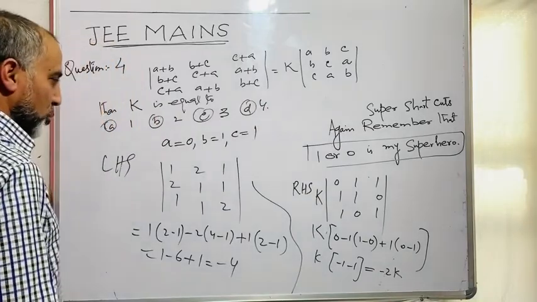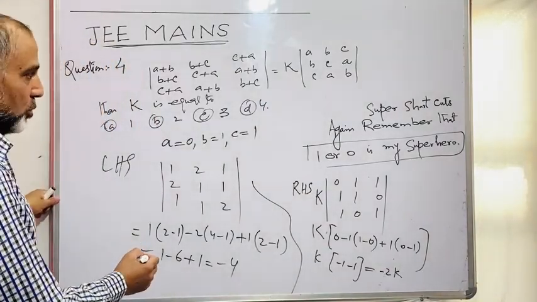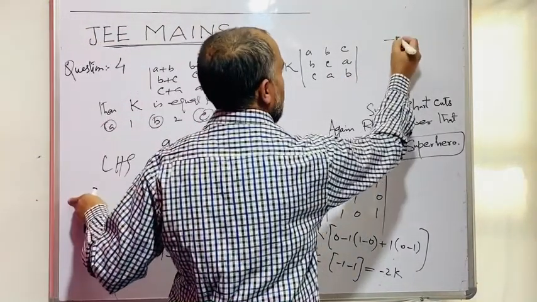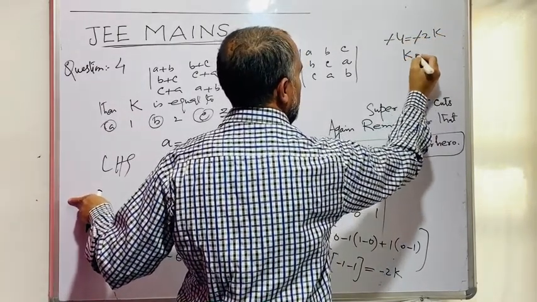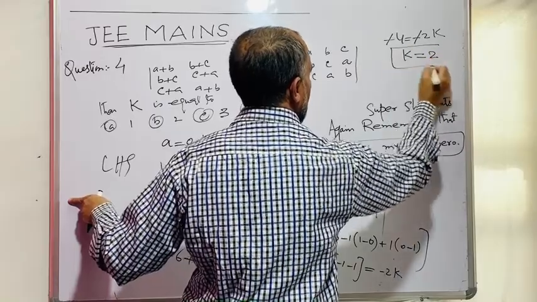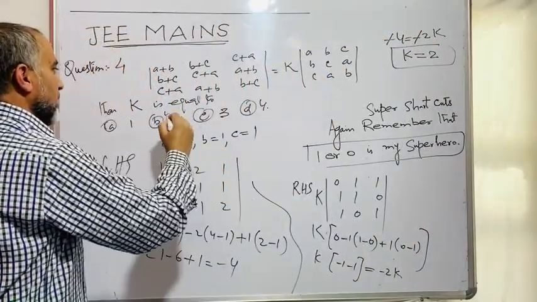Now we'll equate the two. We get minus 4 is equal to minus twice K. This and this will cancel, K is equal to 2. That means this is the correct option.